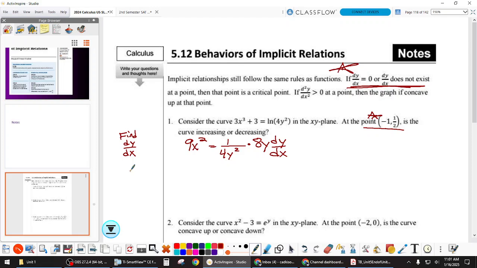Okay, so at that point, what can we do? Anything? Yeah, you could divide. Yeah. 1 over 4y squared. Good. So 8 over 4 is 2. Y over y squared is just y in the denominator. So this one does simplify a little bit.